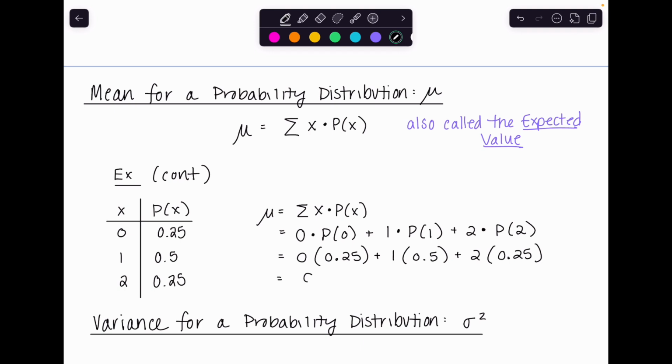So 0 times 0.25 is 0. 1 times anything is the anything you had. And then 2 times a quarter is also 0.5. So adding these together gives you 1. Okay? So this means the mean of this probability distribution is 1, and we would expect in 2 births for there to be 1 female.